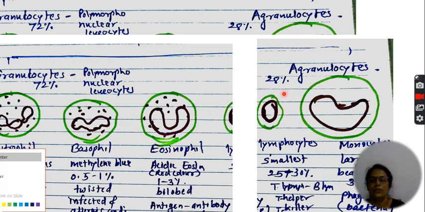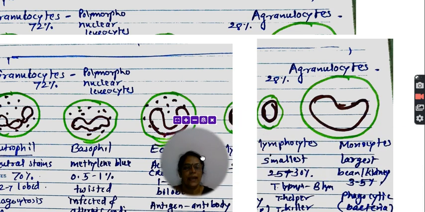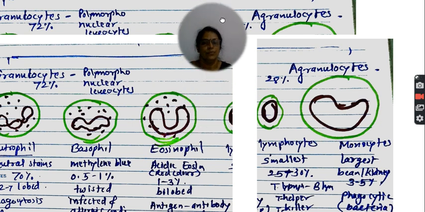Generally 28% of the agranulocytes are present. There are two types of agranulocytes, the lymphocytes and the monocytes. The lymphocytes are the smallest, and 25 to 30% of them are present in the plasma.